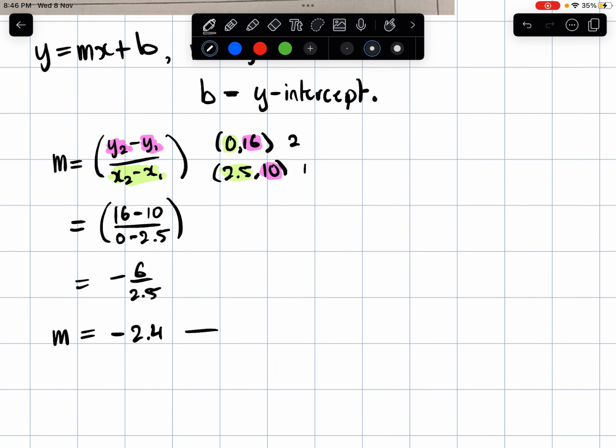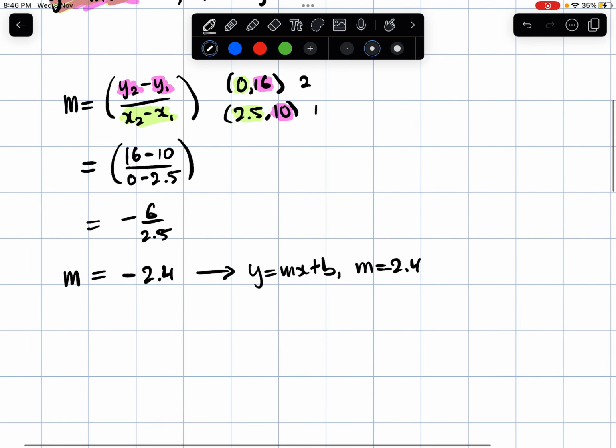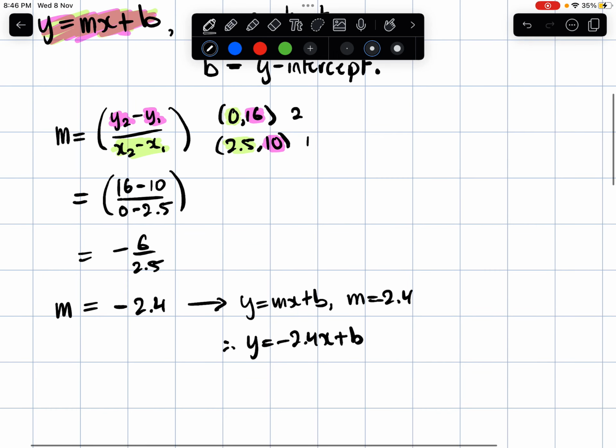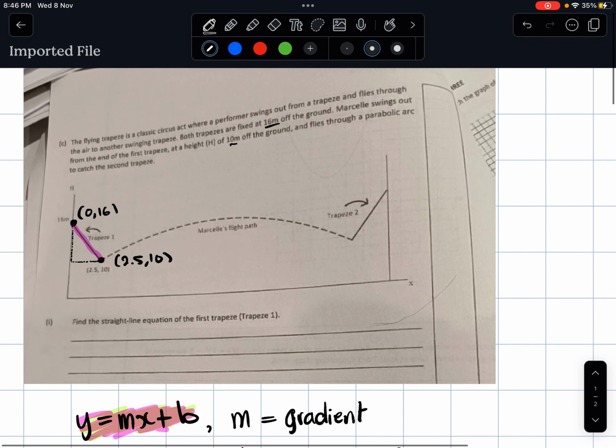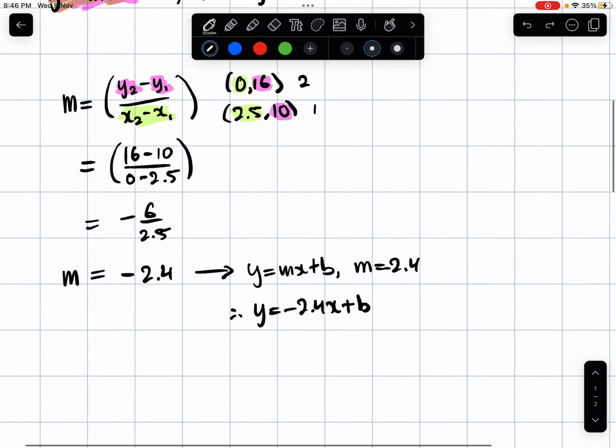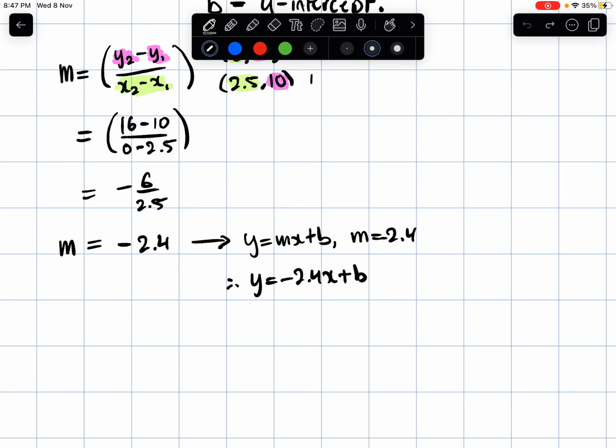Now we take this information and sub it back into our equation from up here. I'll use a brighter color. There we go. Y equals mx plus b. M equals negative 2.4. Therefore, y equals negative 2.4x plus b. Now, after doing this, I'd go up and see if it makes sense. So in the question, our line is going downwards, which means it's a negative gradient. And if we look at our gradient, it's also negative. So this does make sense.